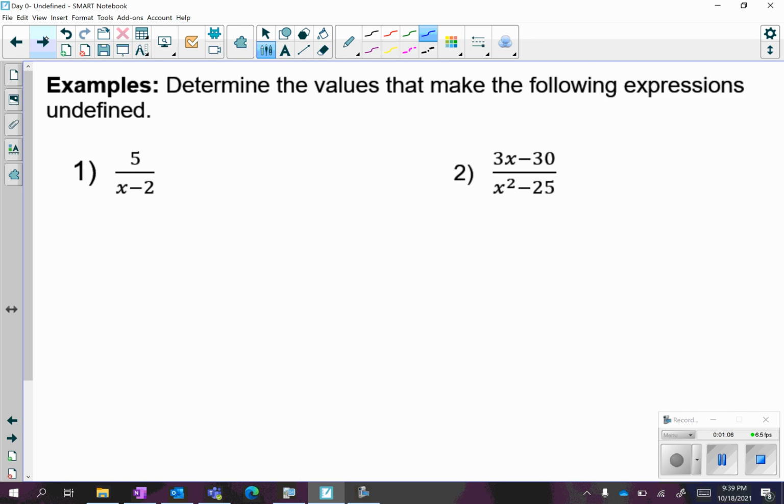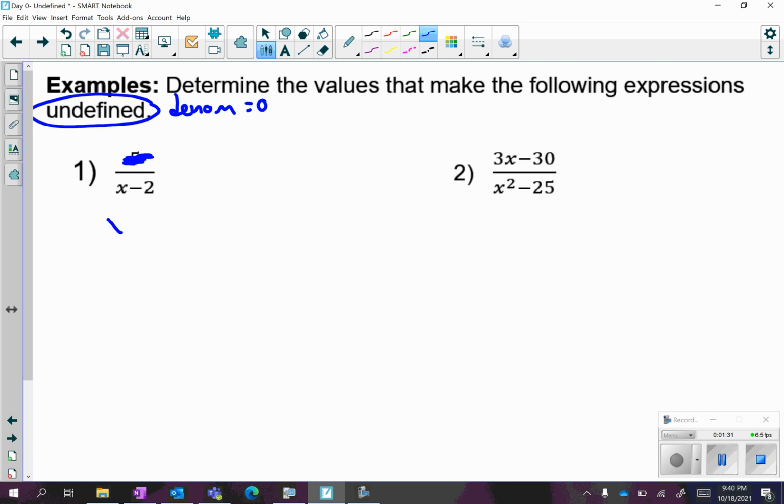So let's find the values that make the expressions undefined. We're finding those excluded values that we don't want. When you're talking about something being undefined, you're always going to take the denominator and set it equal to 0, because undefined is just when the denominator is 0. We don't care about the numerator. You could really just cross it out for all I care.